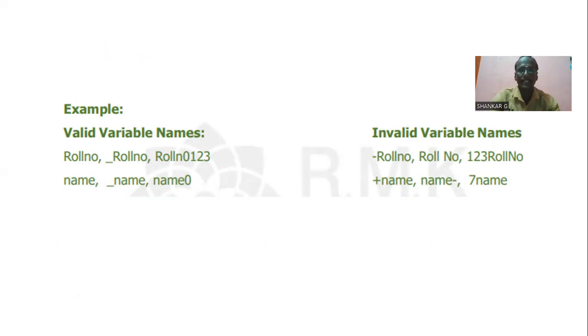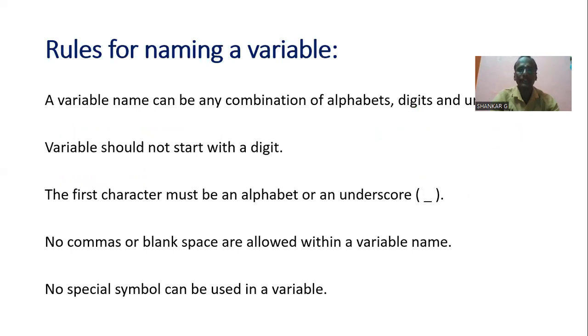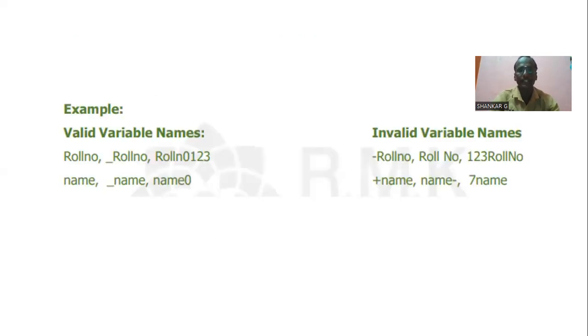So just see, the first identifier is roll number. It starts with an alphabet, so no problem. There are no operators other than underscore, and there are no digits either, so it is a perfectly valid identifier. The second one is underscore roll number. We have discussed that: the first character must be an alphabet or an underscore. The first letter is an underscore followed by an alphabet, so that is fine. It is a valid identifier.